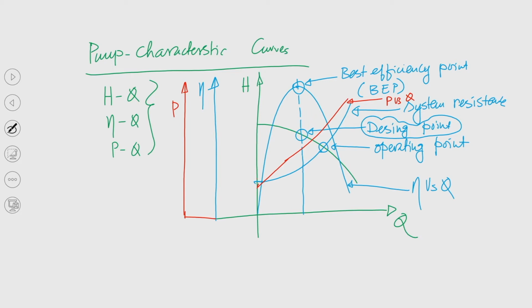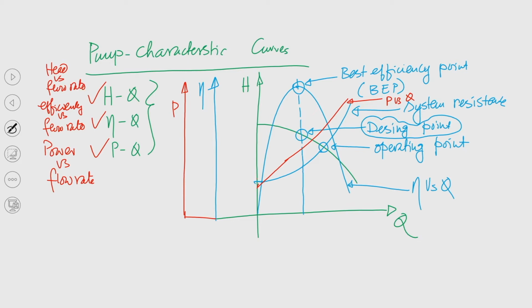Next point is, we have drawn the H-Q curve, the eta-Q curve, and the P-Q curve. This is power versus flow rate, the requirement of power; this is efficiency versus flow rate; and this is head versus flow rate. So, this is head versus flow rate, this is efficiency versus flow rate, and this is power versus flow rate.